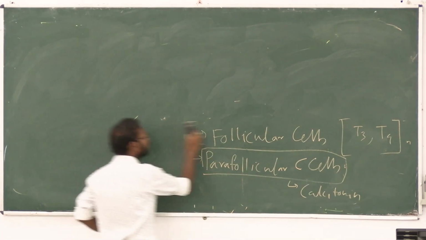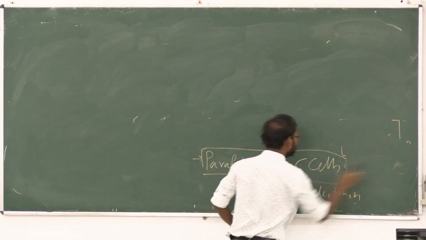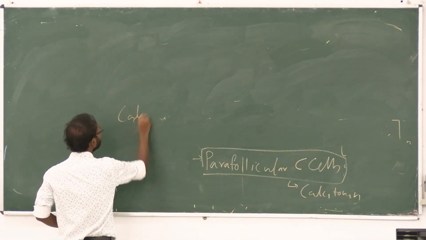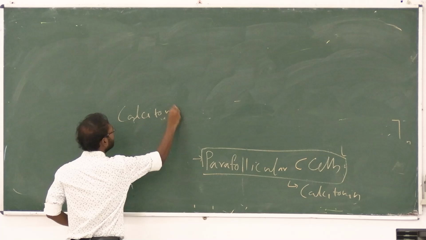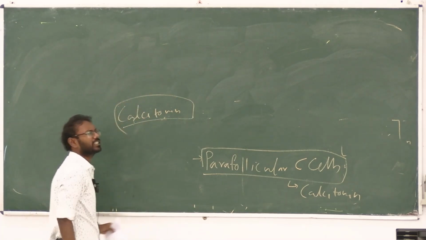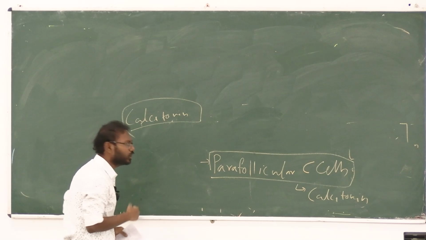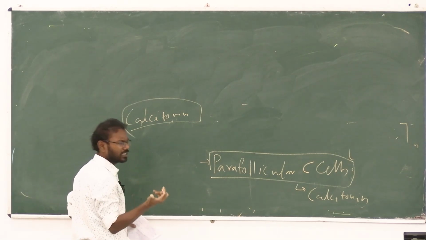Okay. So I'll erase these, keep this one. Parafollicular cells, calcitonin. Now these parafollicular cells can sometimes form tumors, okay, or other kinds of tumors.